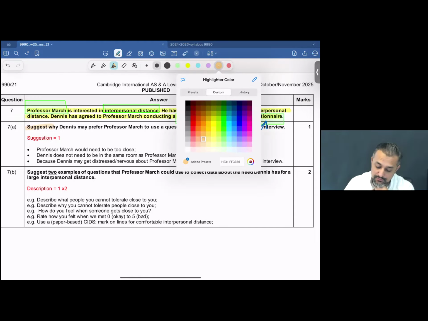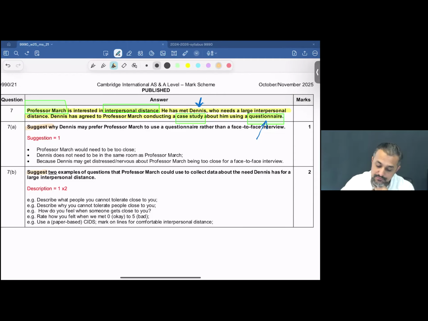Bismillah ar-Rahman ar-Rahim. Suggest two examples of questions that Professor March could use to collect data about the need Dennis has for a large interpersonal distance. So let's read this again. Suggest two examples of questions.